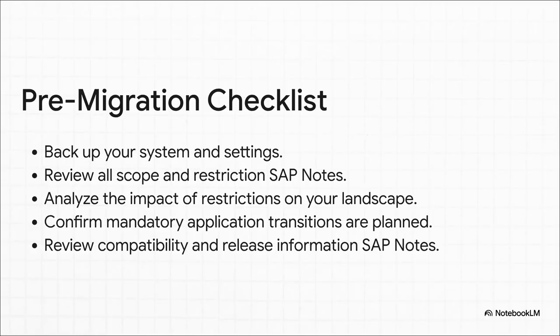Okay, let's pull this all together. What you're looking at here isn't just a random list of tasks. It's really a chain of dependencies. Each one builds on the last. Your backup? That protects you. The SAP notes? They define your scope. Analyzing the impact? That prevents nasty surprises down the line. And planning those mandatory transitions ensures everything actually works. Taking every single one of these boxes means you're not just ready, you're truly prepared for success.